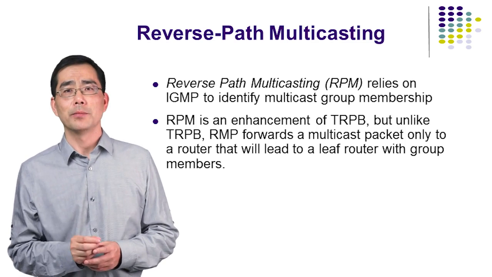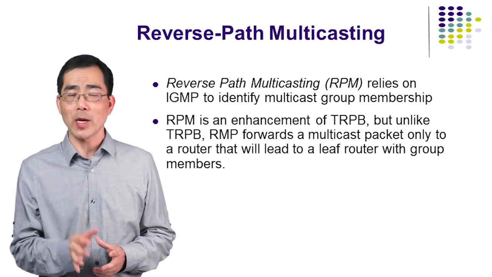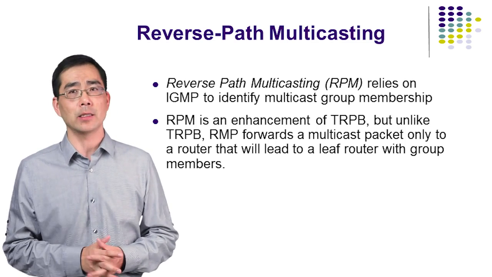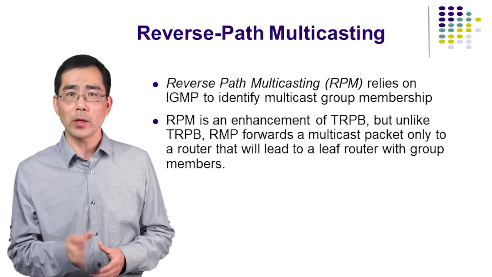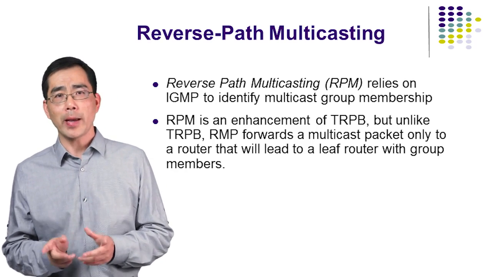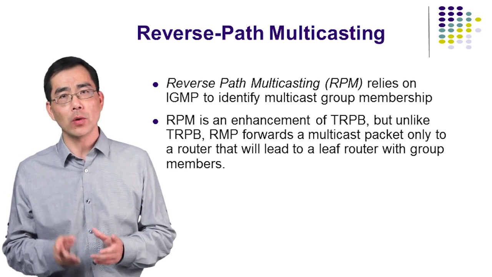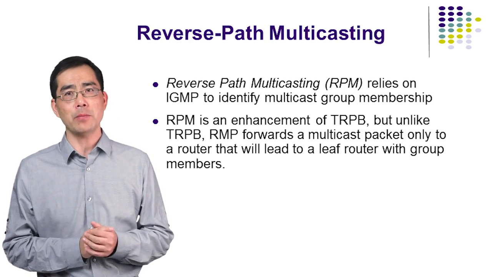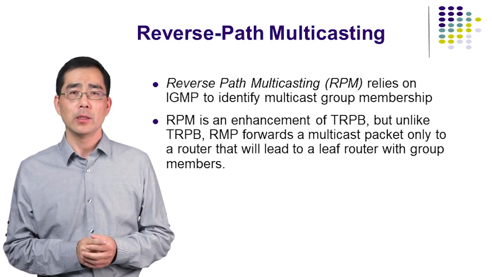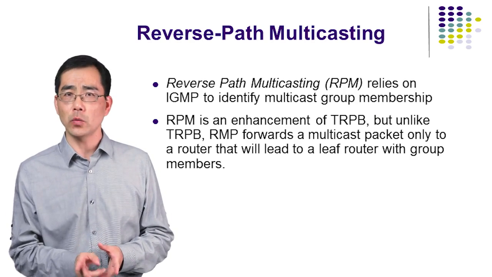Briefly speaking, reverse path multicasting is an enhancement of truncated reverse path broadcasting. But unlike truncated reverse path broadcasting, reverse path multicasting forwards a multicast packet only to a router that will lead to a leaf router with group members. To do so, it relies on IGMP to identify multicast group memberships.